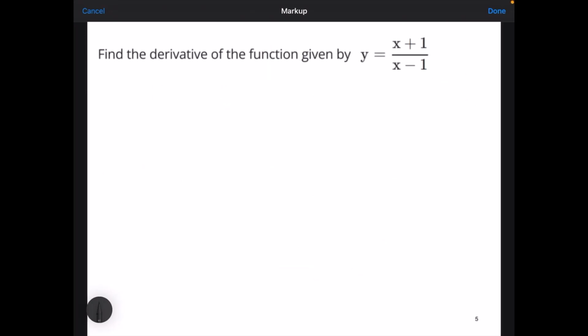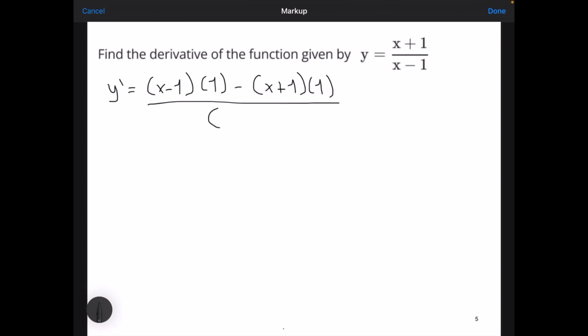Our final question is asking us to find the derivative of the given function y is equal to x plus 1 over x minus 1. So we're just going to start it off by, again, y prime is equal to x minus 1 into 1 minus x plus 1 into 1 over x minus 1 squared.